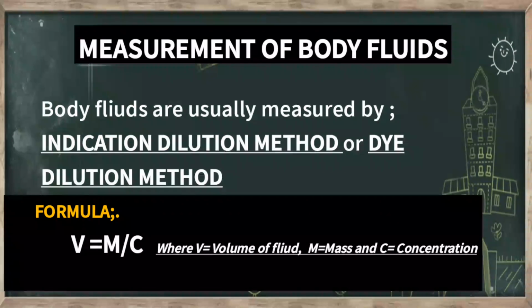The measurements of body fluid. The body fluid is usually measured by indicator dilution method or dye dilution method. And the formula used to measure the body fluid is written here. V is equal to M over C, where V is the volume of the fluid, M is the mass, and C is the concentration. Note this formula well.